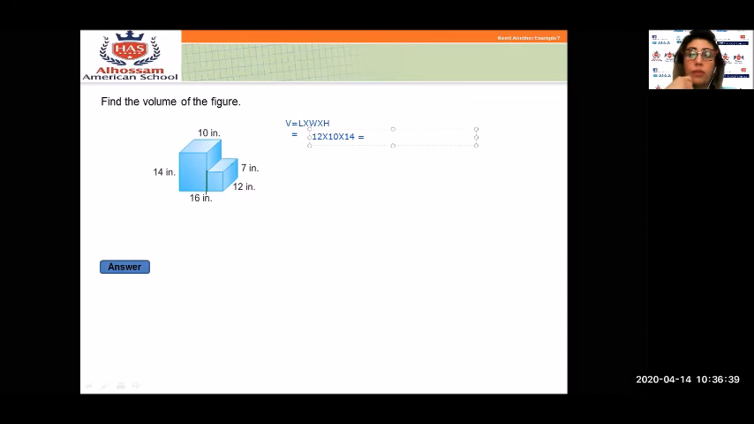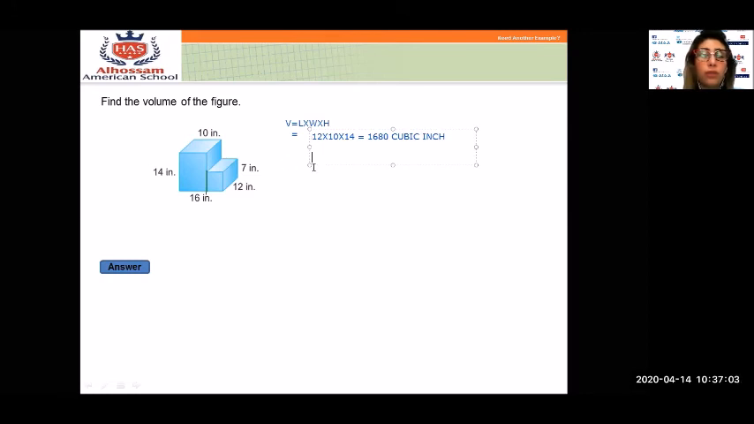Hurry up, guys. 1680. Cubic inches, right? Yes, cubic inches. And then, Yadudu, the second volume, the second shape, the small one.